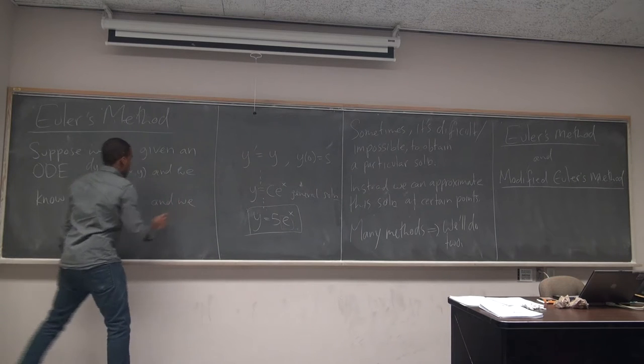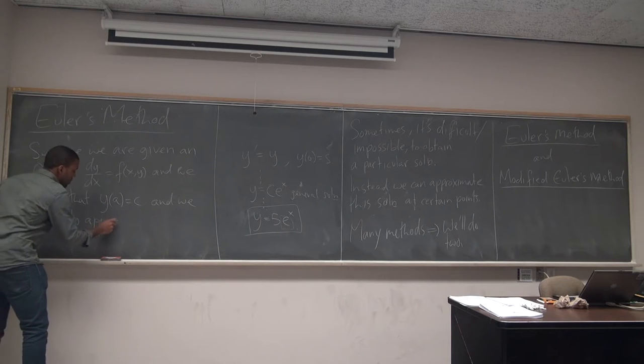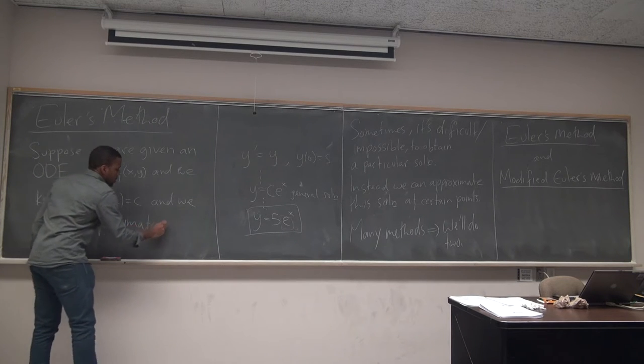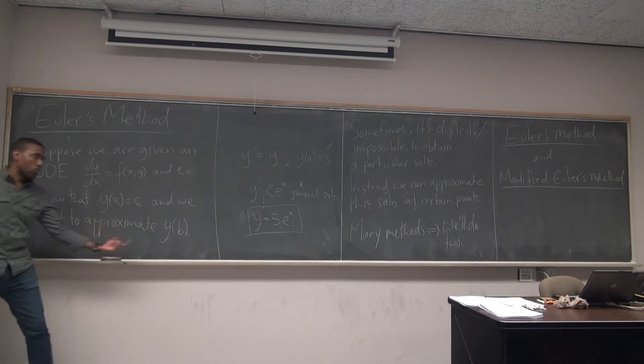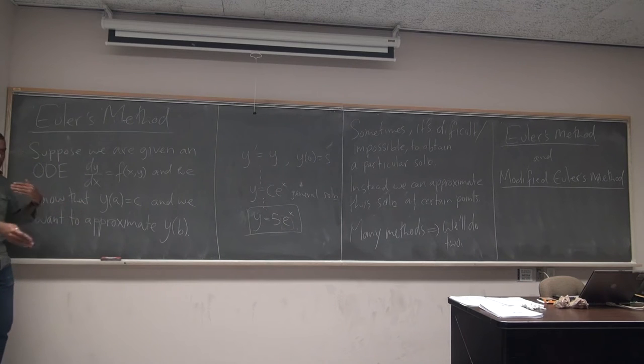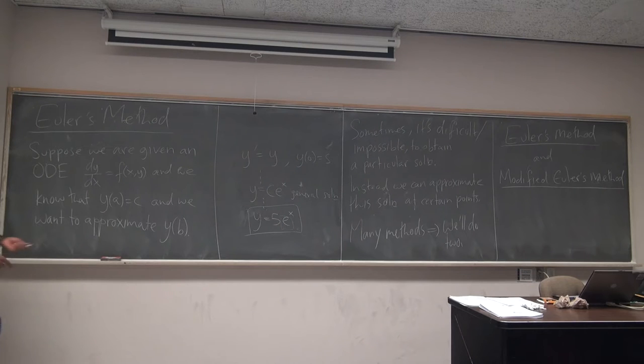And we want to approximate y of b. Okay? So I have a differential equation. I have an initial condition. So I have a differential equation and I know what's happening right now at some point. I want to find out what's going on at some future point. I know what's happening at point a. I want to know what's going on at point b. Point b can be far away, closer away, or very close by, doesn't matter. That's the goal. That's what we want to do. We might not be able to even figure out what y is, the solution to this, but I don't care what y is. I want y evaluated at a certain point. That's the goal, right? How do you actually do this?